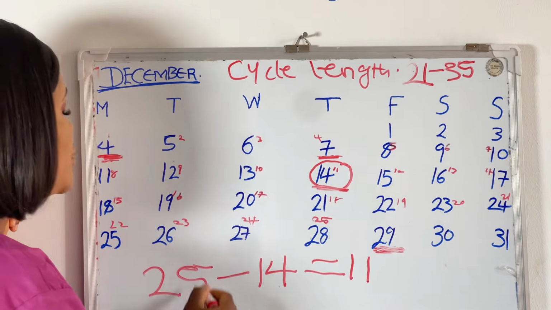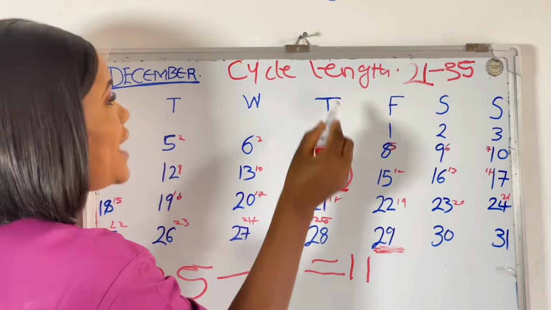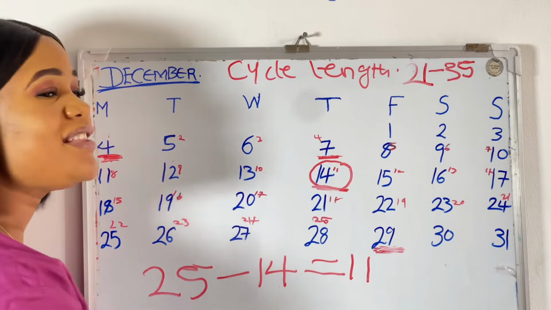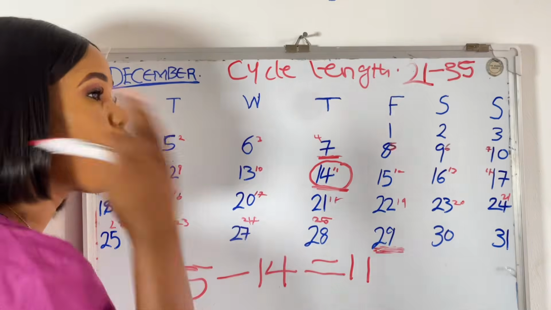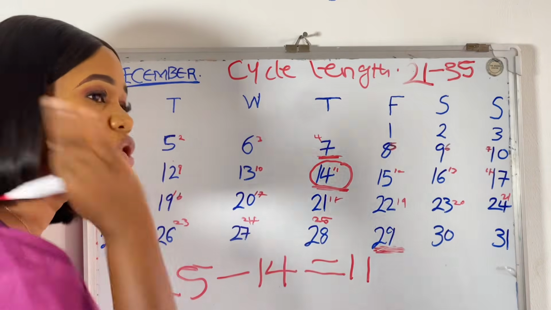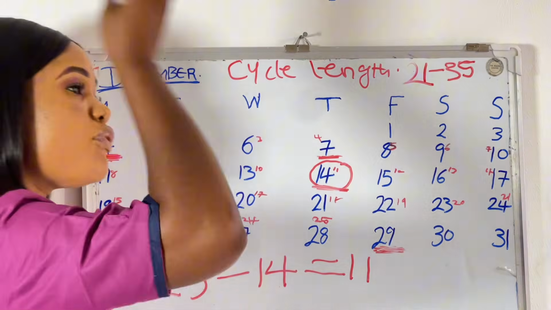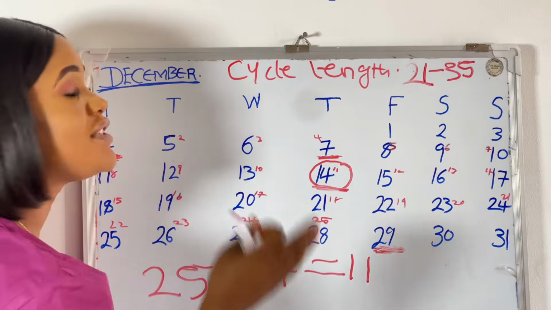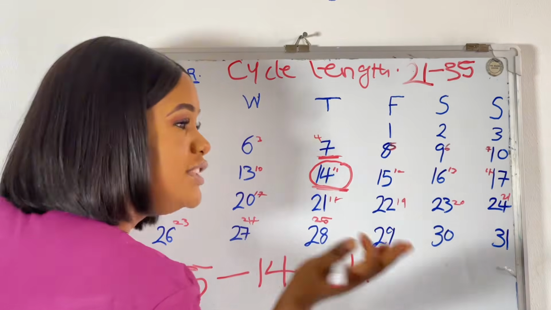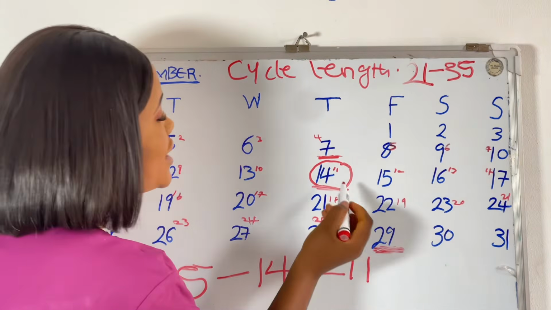Remember that I subtracted 14 days from my cycle length, which is 25 days. 14 days is a constant we use in getting your ovulation. It doesn't change. You subtract 14 days from 25, and it gives you your ovulation day. So I'm likely to ovulate on day 11.